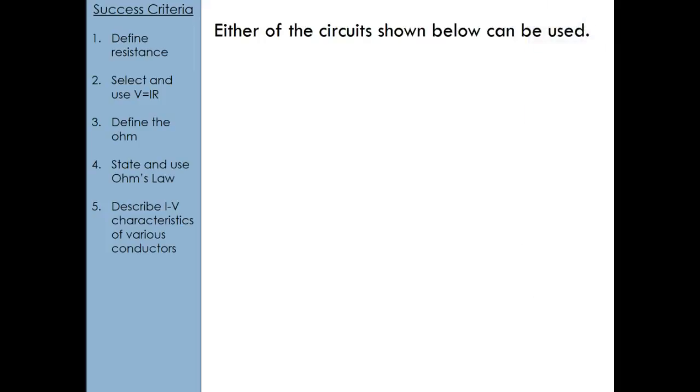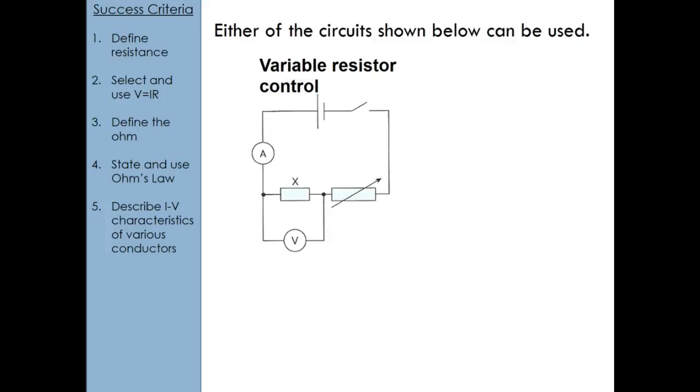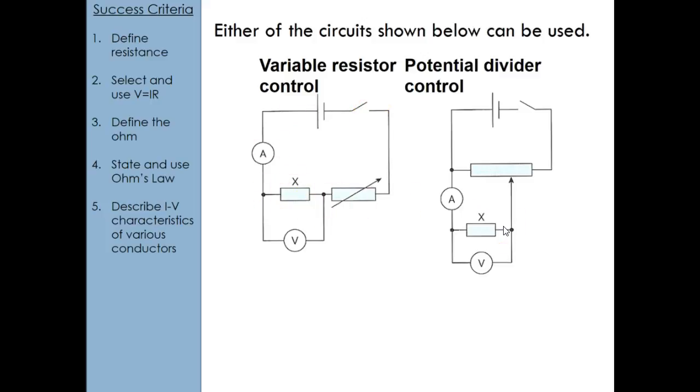So if I want to find out if a component does obey Ohm's Law, I'd use one of these 2 circuits. I can either use a variable resistor like this one here to control the amount of current or voltage that goes through it. Or I could use a potential divider control, which looks like this one.